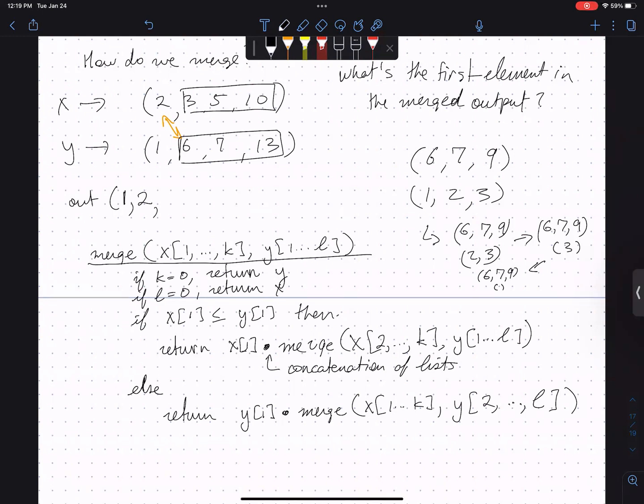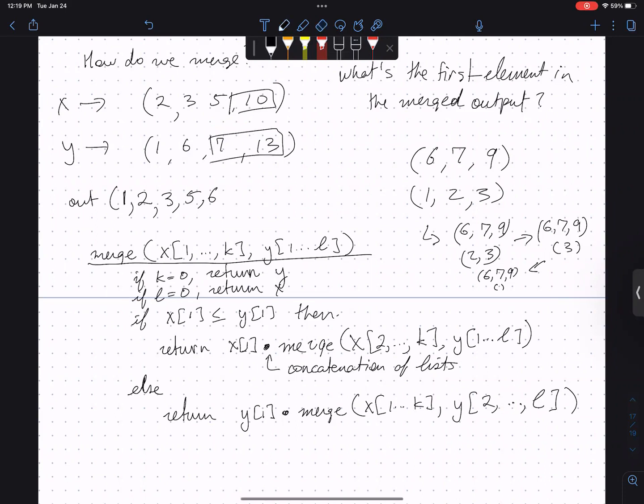Next, we compare 3 and 6. And for that, the smallest is 3. So we remove it from our list. Next, we compare 5 and 6. The smallest is 5. We remove it from our list. And we compare 6 and 10. Now here, the smallest is 6. Remove it from our list.